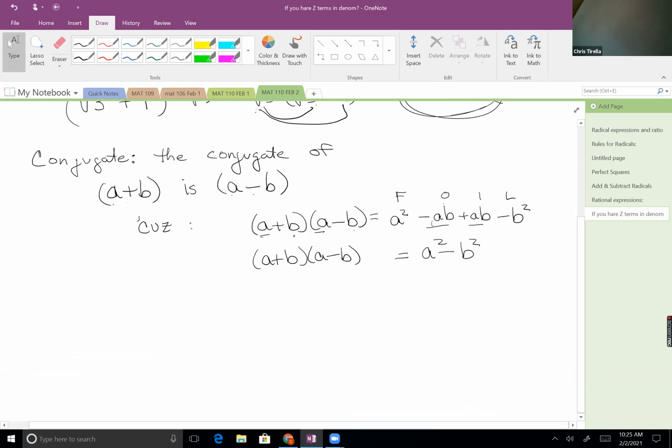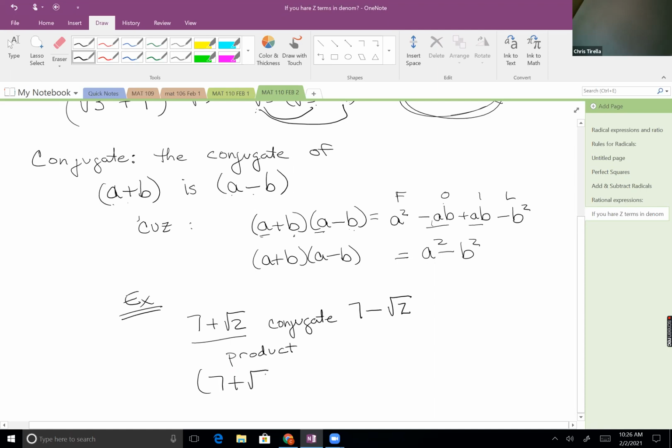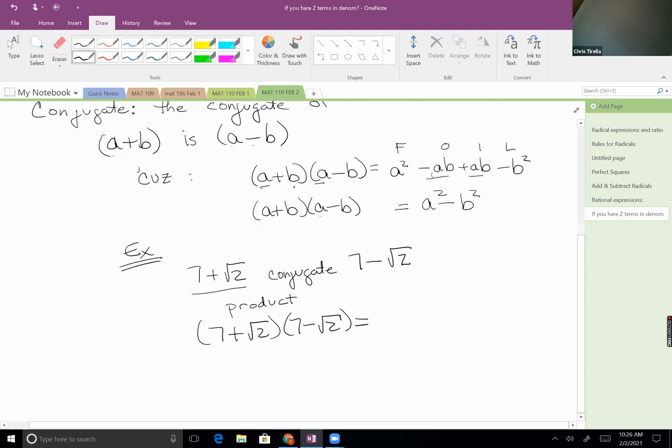And so what happens if I look at something like 7 plus the square root of 2? Its conjugate is 7 minus the square root of 2. And the product, well, if I take 7 plus the square root of 2 times 7 minus the square root of 2, by what we just did, A is 7, so that would be 7 squared. B is radical 2, I apologize, I miswrote here, minus radical 2 squared, which gives me 49 minus 2, or 47, and there's no radical left.